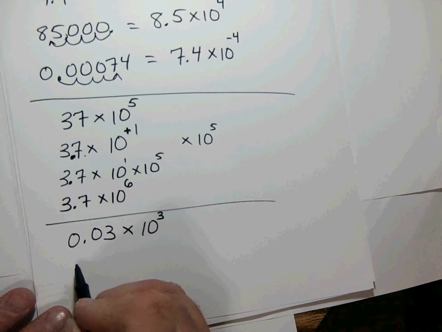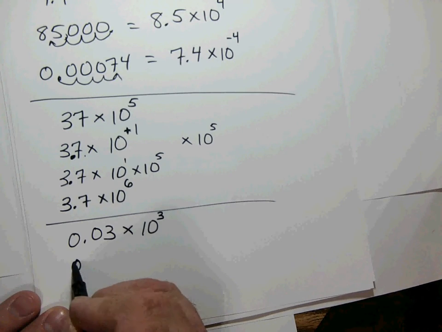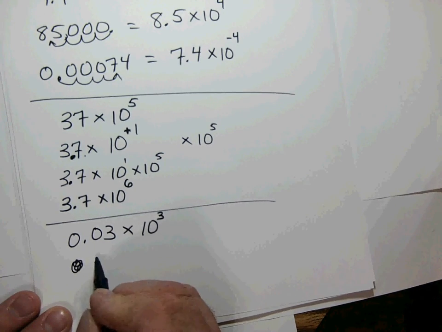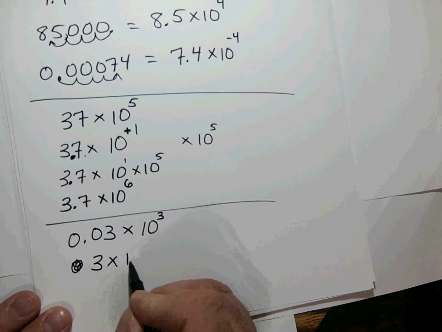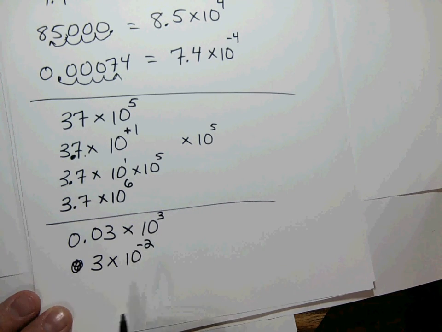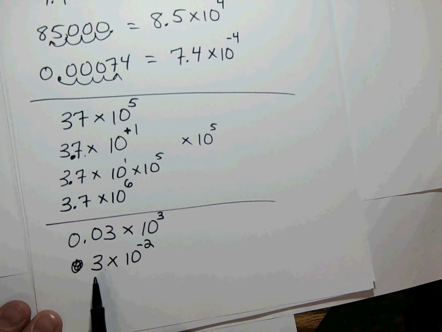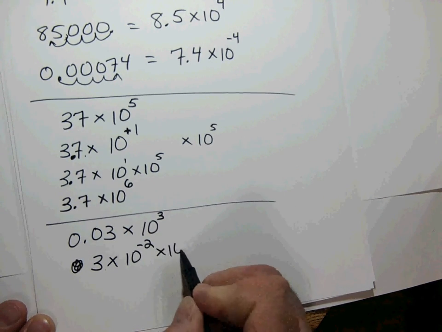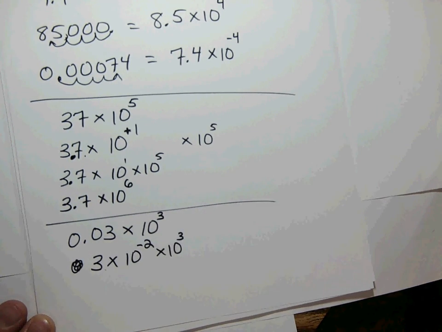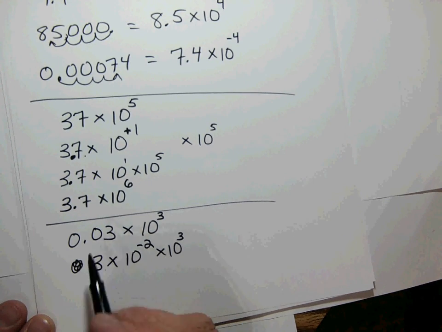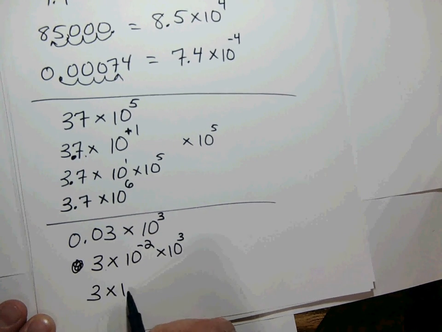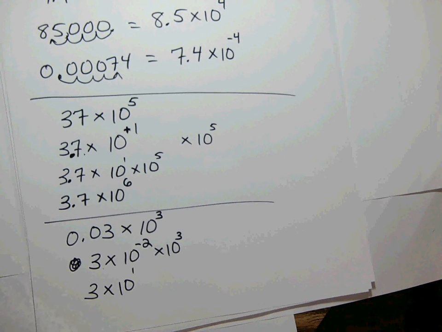So I could go ahead and move it and call that 3 times 10 to the negative 2 power, right? Because now the decimal's here. If I went back 2 places, it would be there. But then I had a 10 to the third out there already. So now I'm going to add these exponents, and I'm going to get 3 times 10 to the 1 power. Okay, is everybody good there?